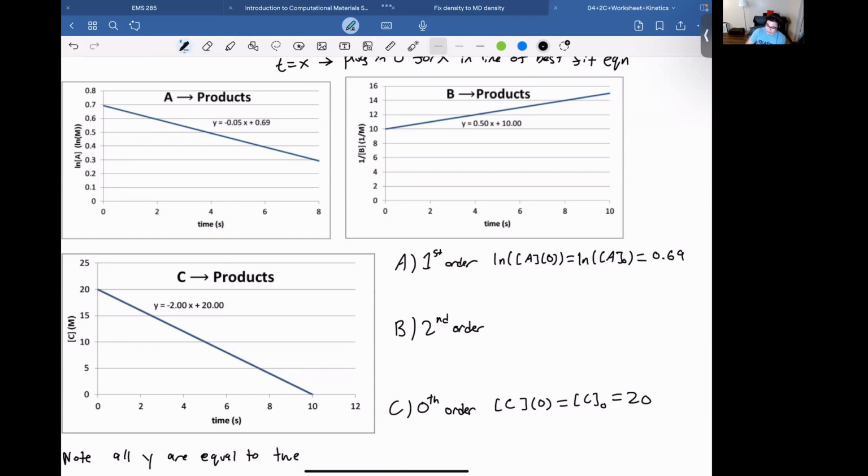So you have to solve for the initial concentration, which you just do by taking e to the power of both sides, or exponentiating both sides. And so e to the 0.69 is about equal to 2, apparently.